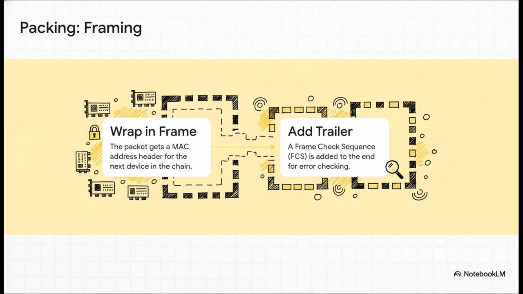The data link layer adds the final wrapper, turning our packet into something called a frame. Now this adds two really important things: a header with the physical MAC address for the very next stop on the journey, and a trailer at the very end. That trailer is like a quality control stamp. It's used to check if the data arrived perfectly without any errors along the way.